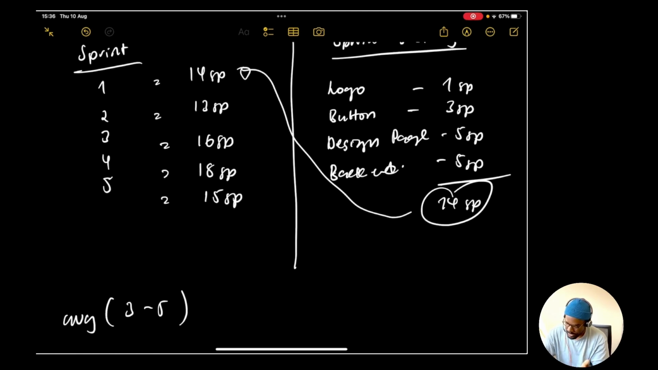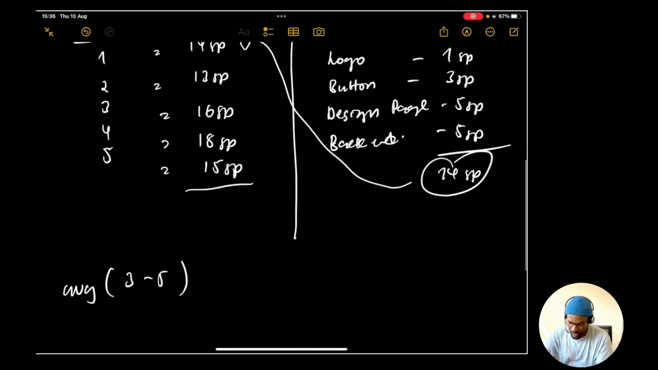So what we have to do is calculate all of this together. In total, if we do calculate, we have 76. This is the total. The total is 76.